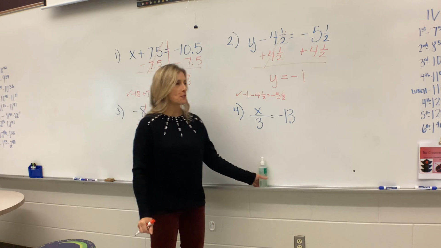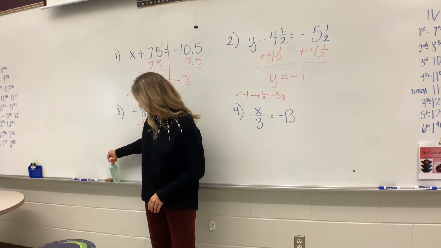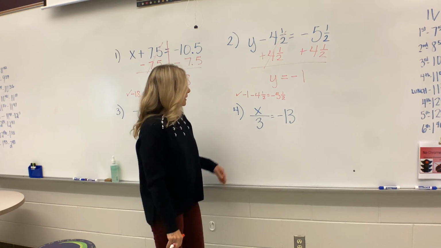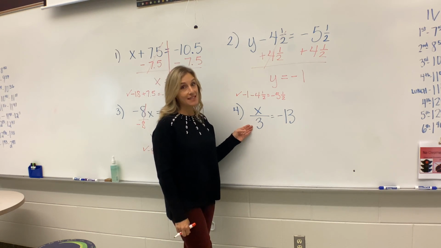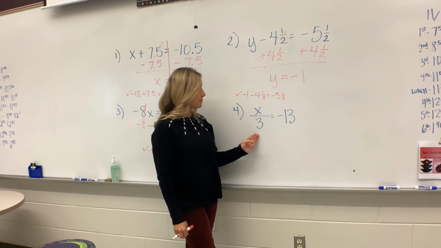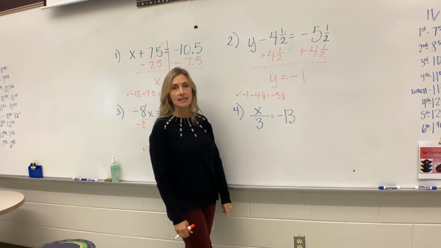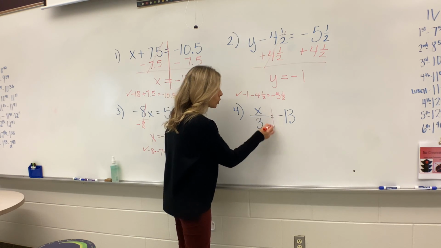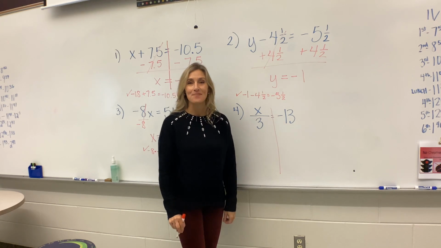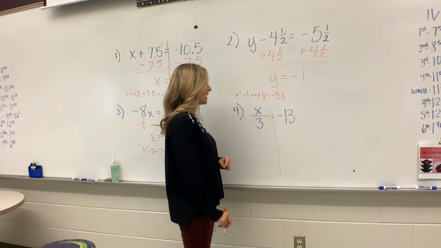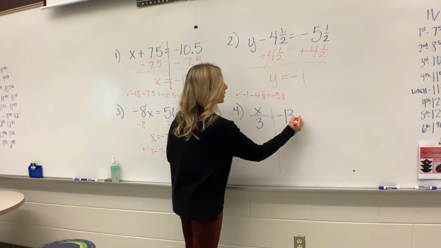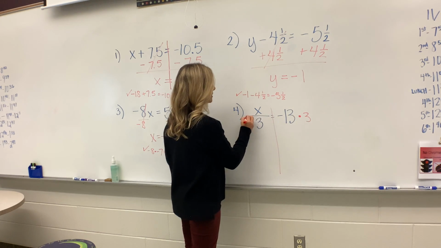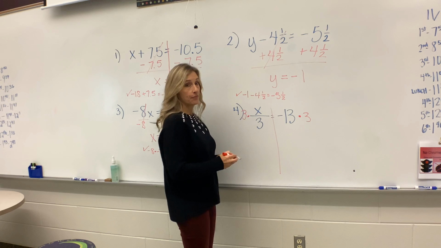Let's move on to number 4, last one in this set. x divided by 3, because yes, a fraction bar means division. x divided by 3 equals negative 13. Again, if you like to draw a line down through the equal sign, you may. The opposite of dividing by 3 is multiplying by 3. I'm going to multiply both sides of my equation by 3.